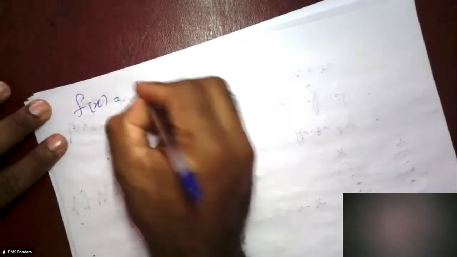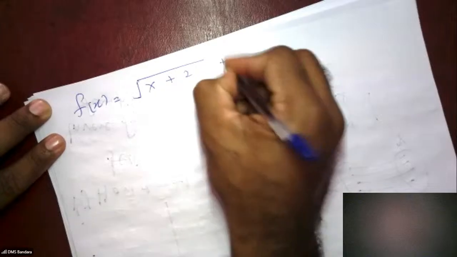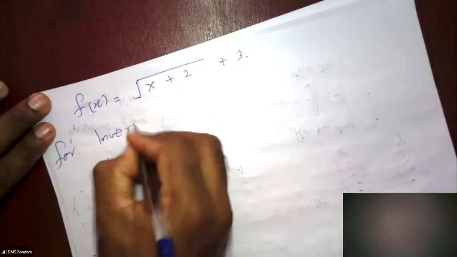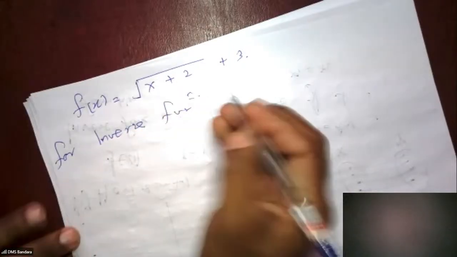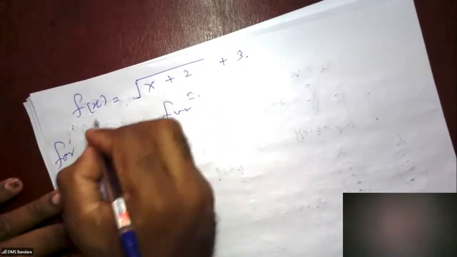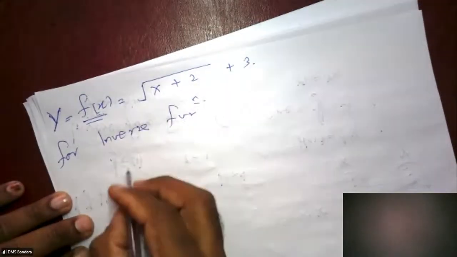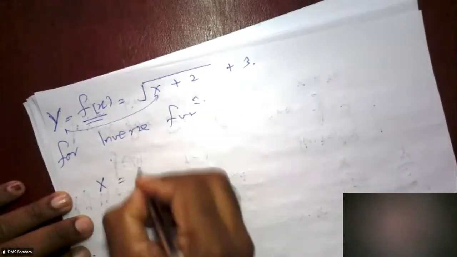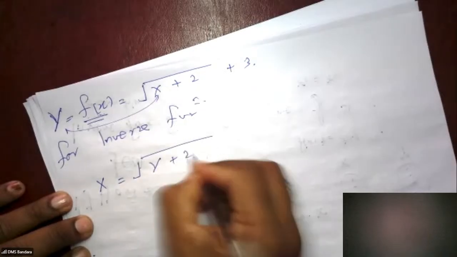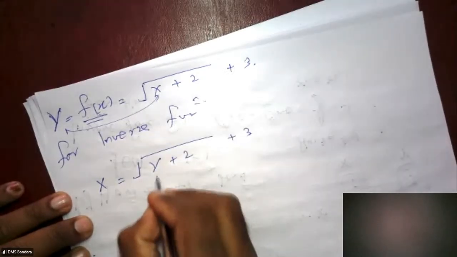I think this may be the last one, right? f(x) equal square root of x plus 2, plus 3. For the inverse, first f(x) equal y. Right? y equal square root of x plus 2, plus 3. So what we have to do for the inverse, first step, we switch the terms. Now x equal square root of y plus 2, plus 3. Now we should solve this up to y.